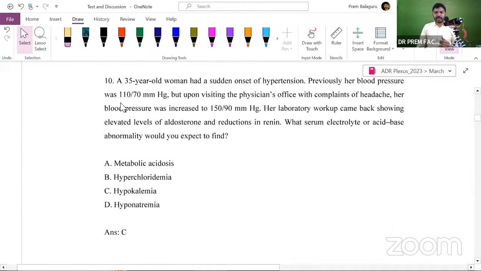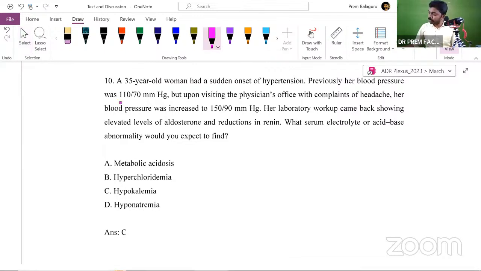Coming to question 10, a 35-year-old woman had a sudden onset of hypertension. Now you can clearly see that when her laboratory workup came back, it shows elevated levels of aldosterone and reduction in renin. I hope you are familiar with the way aldosterone is secreted from the adrenal cortex. Please remember, the adrenal cortex has the zona glomerulosa.